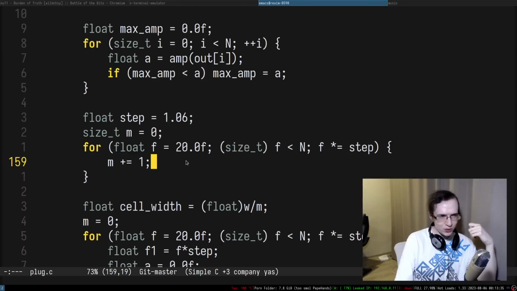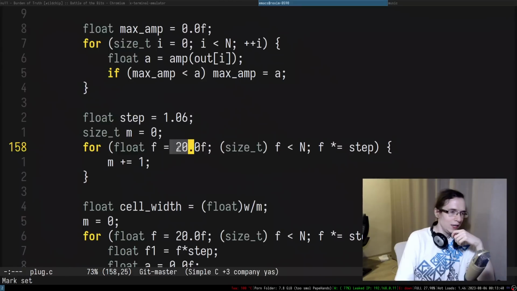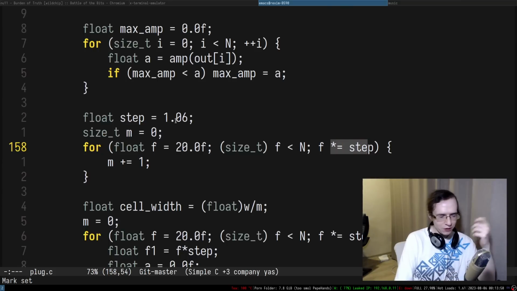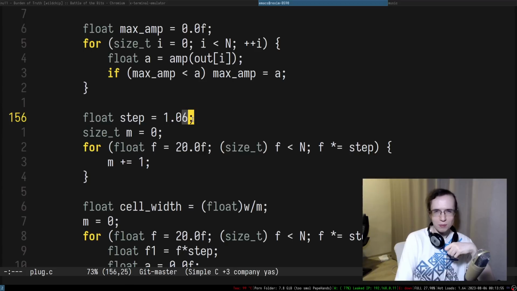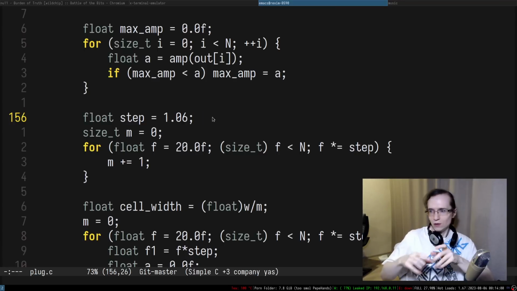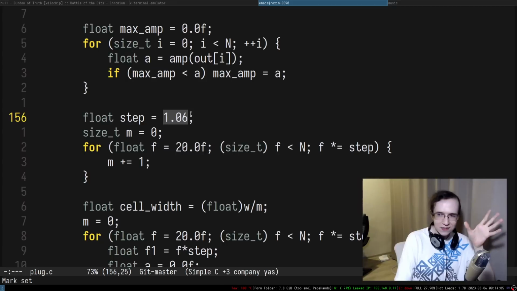So specifically, we start with the frequency 20, for some reason. And then to get the next frequency, we're not adding some sort of step. We don't add 1. We multiply by the step. Specifically, I chose 1.06 because it's similar to how the frequency of the next note is calculated on a piano. So it's usually roughly this value.